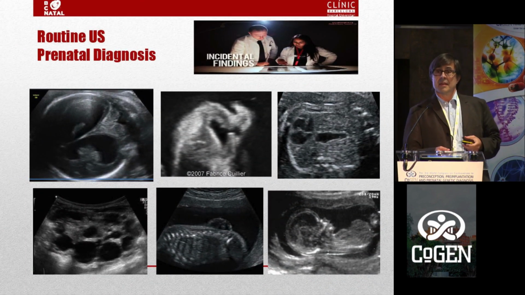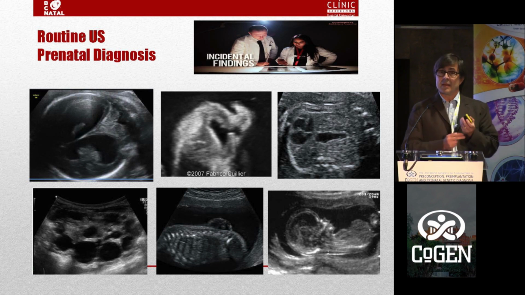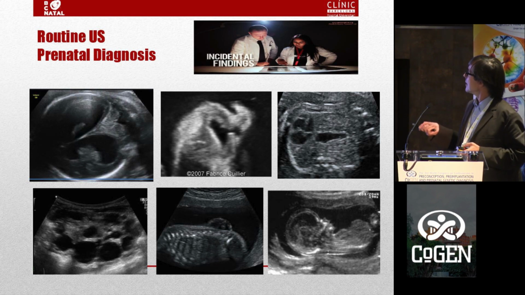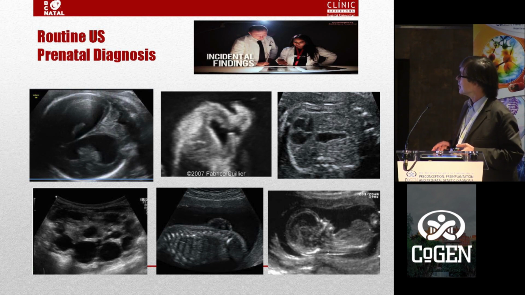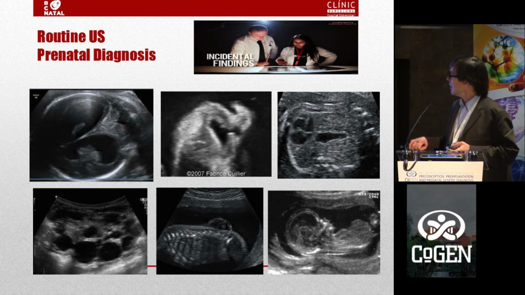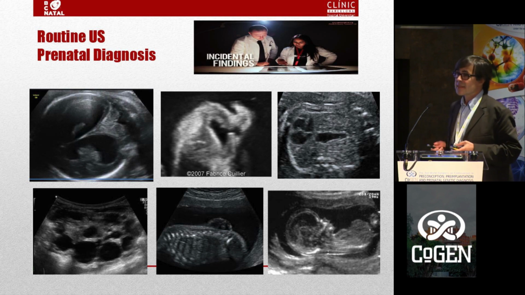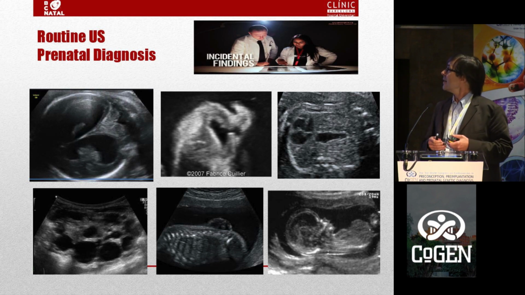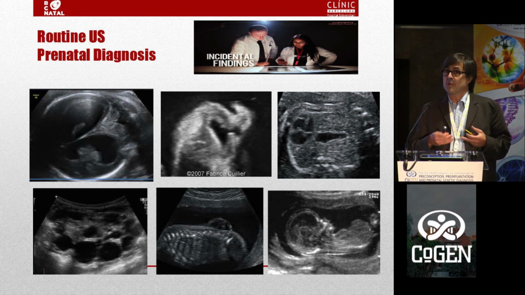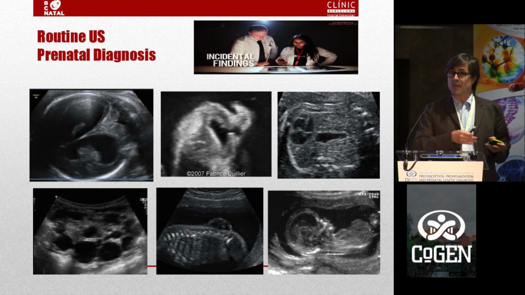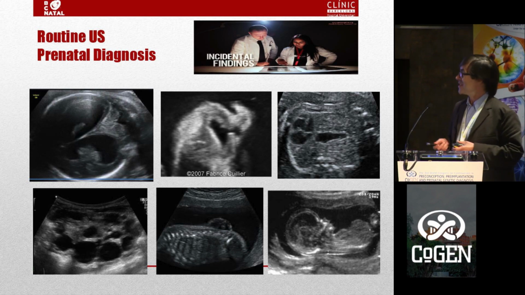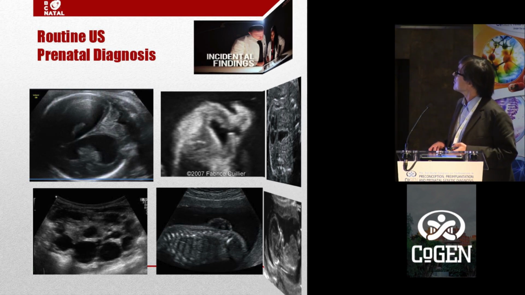When we find an anomaly in a routine scan, this is an incidental finding. When we find a hydrocephaly, a cleft lip, a diaphragmatic hernia, a multicystic kidney, a spina bifida or a skeletal dysplasia in routine scanning, all the findings are incidental findings. Nothing is related with the previous pathology that we're looking for. I'm trying to do some correlation between genetics, as you can imagine, and ultrasound diagnosis.